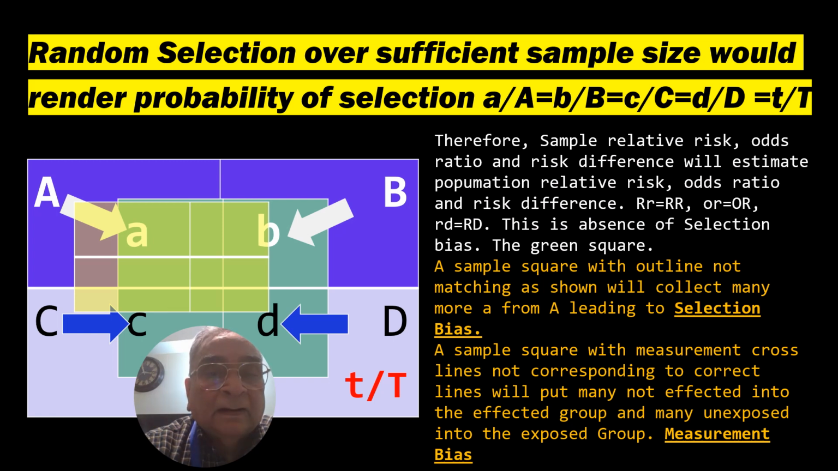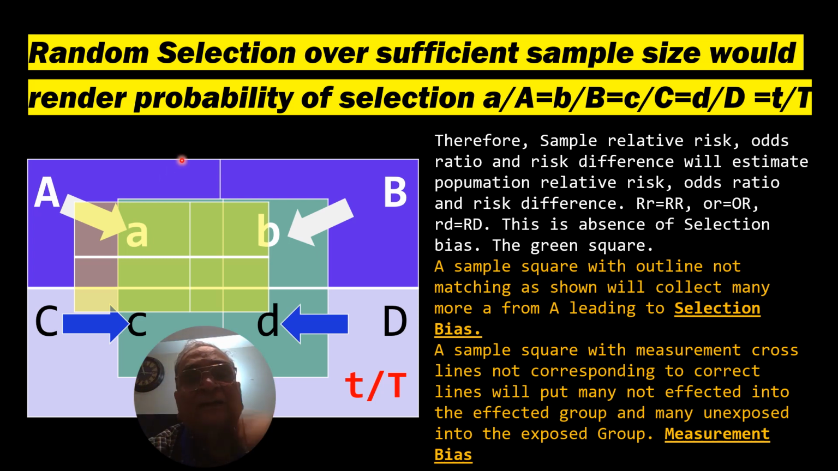Here we are, telling you why there should be a random selection over a sufficient sample size for your study population to be representative of the source and the target population. Source is the source of the study population, and it's expected that the target population will come from the source only. So this big square is the truth. It is the whole population. And this you are not studying. You have to take a sample from it.